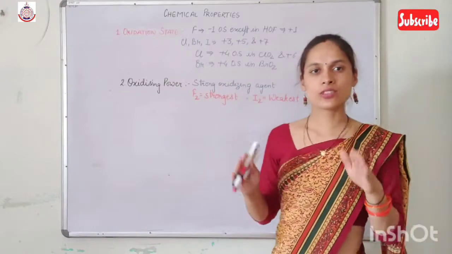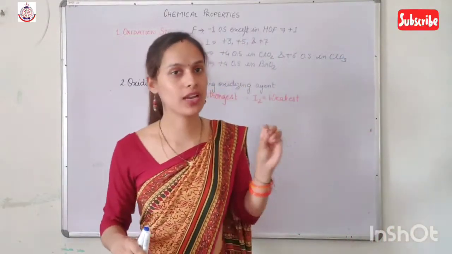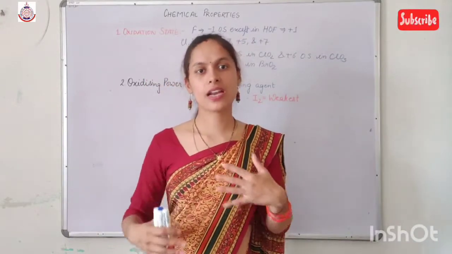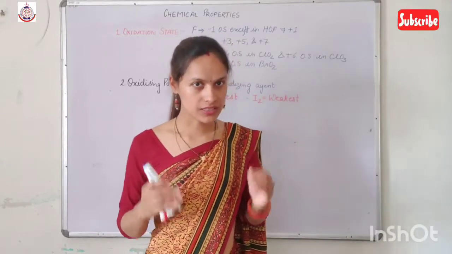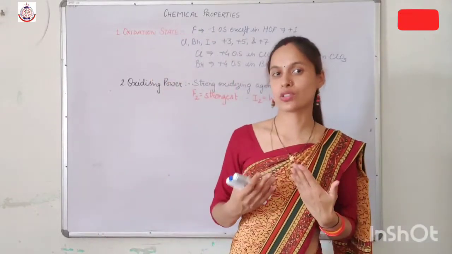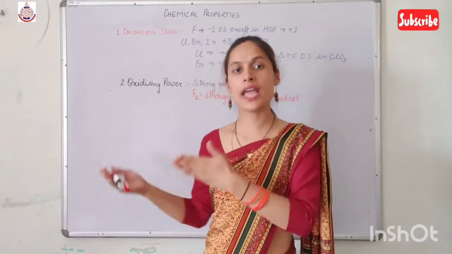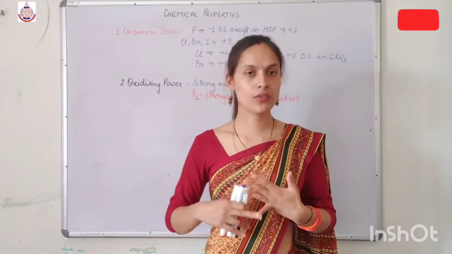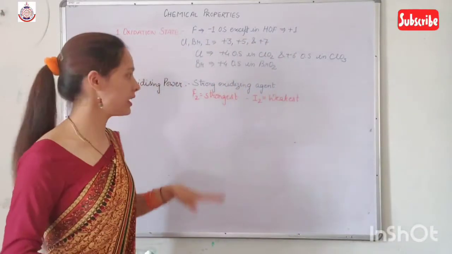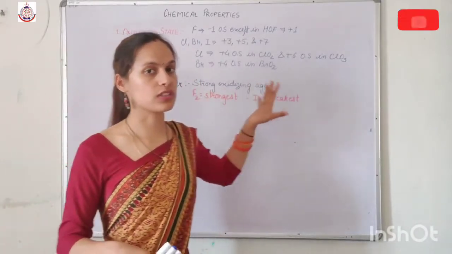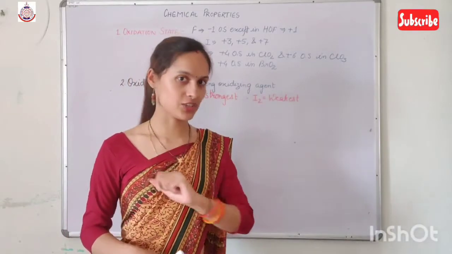Why do they act as oxidizing agents? Because they have a very strong tendency to accept an extra electron. By accepting that extra electron, they get converted into the octet configuration. Because of this ability, they behave as good oxidizing agents, and as we move down the group, the tendency to accept an extra electron decreases, therefore their oxidizing power also decreases, and because of this reason F2 acts as the strongest oxidizing agent whereas I2 acts as the weakest.